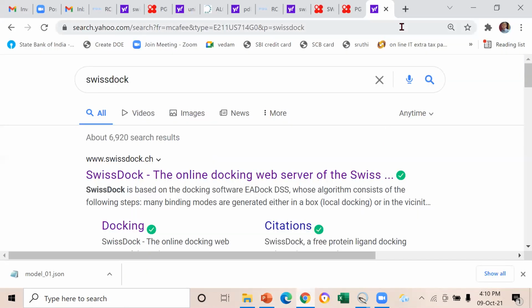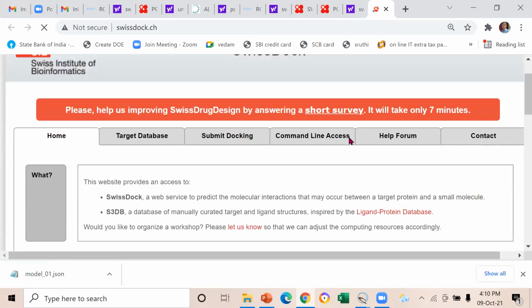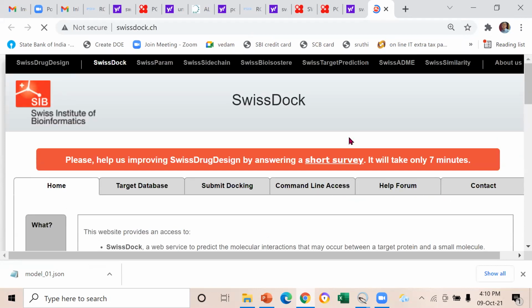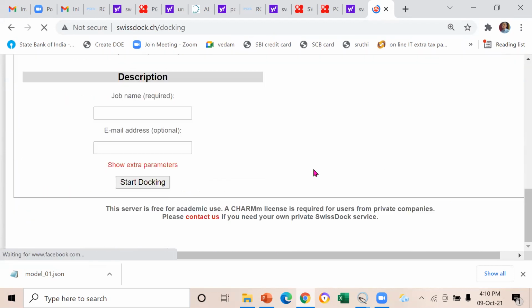Okay, so SwissDock. This is an online docking server. The results will come to your email ID. Okay, so this is SwissDock. It's called submit docking.